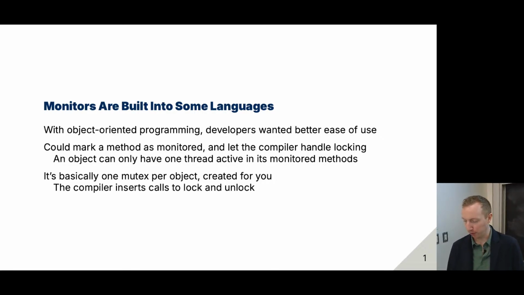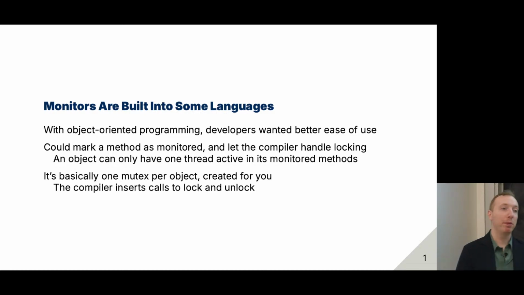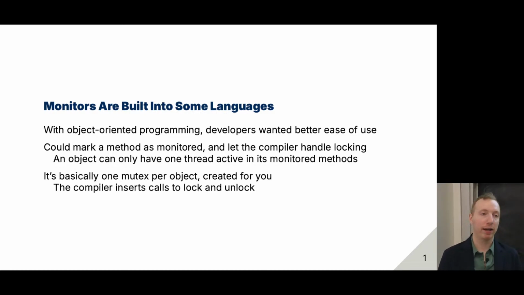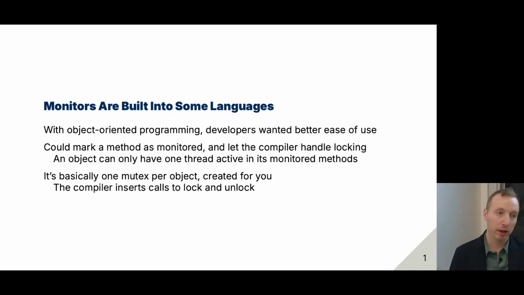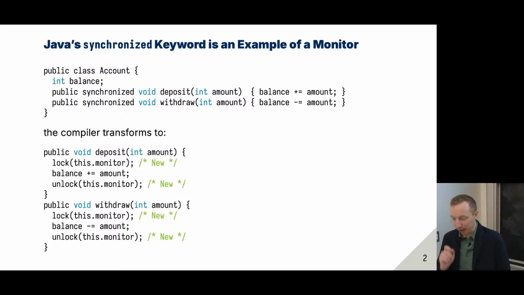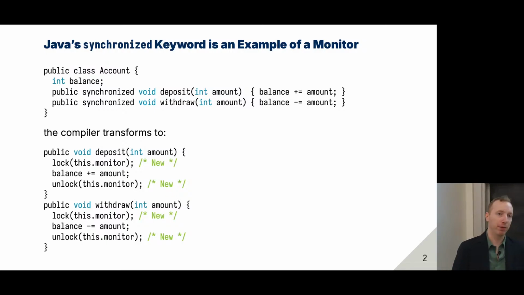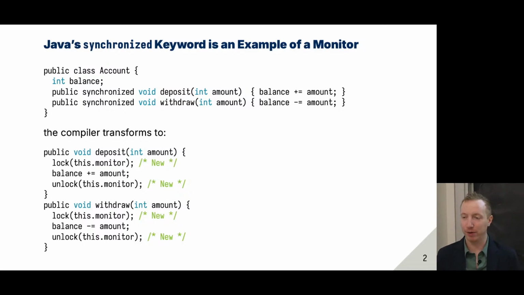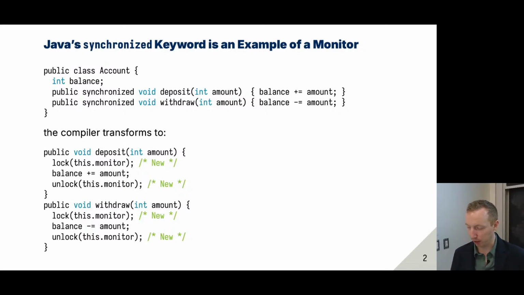So the rules for monitored methods is basically what the compiler will do is create one mutex per object, and then in every method you marked as monitored, it will do a lock call at the beginning and then an unlock call at the end, so you have mutual exclusion between methods for the same object. So in Java, if you have the unfortunate task of having to write Java, well, there's a synchronized keyword, and that is basically an example of a monitor. It's just what Java calls it.